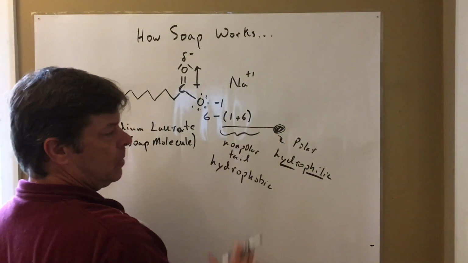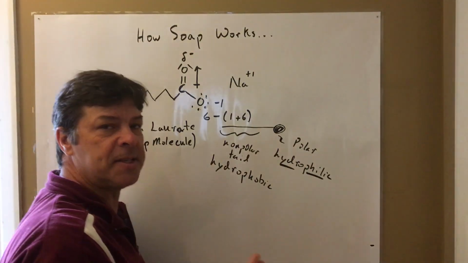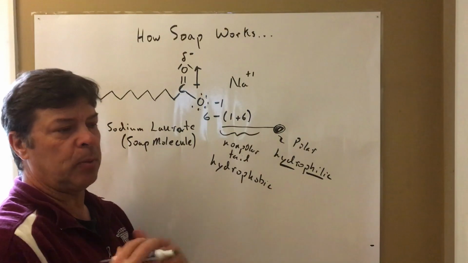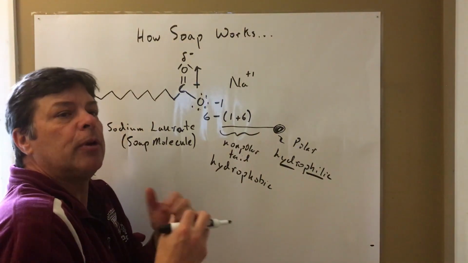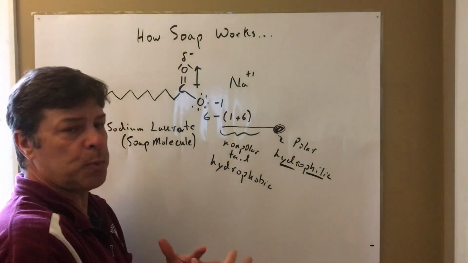Okay, so let's get back to the soap molecule. We said it's both polar and non-polar. We say that's an emulsifying agent. And we all know soap does a really good job of getting dirt and grease off of our hands and pans we put in the dishwasher.